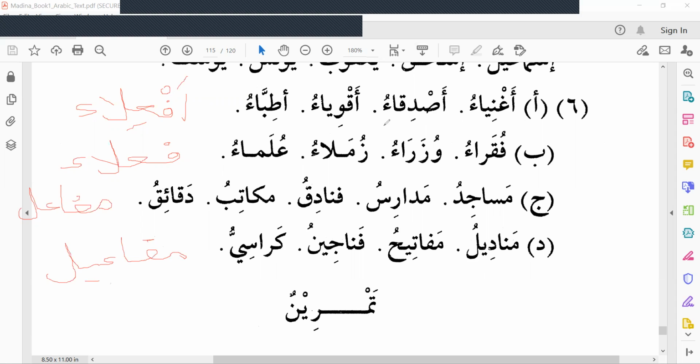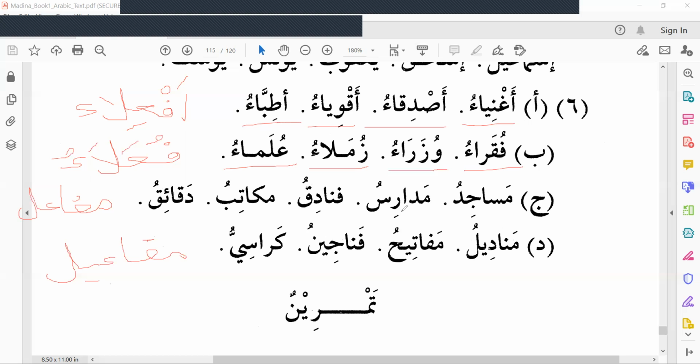Like aghniya'u, asdiqa'u. Ghaniyun, plural is aghniya'u. Sadiq, asdiqa'u. Qawiyun, aqwiya'u. Tabibun, atibba'u. Faqirun, poor, fuqara'u. Wazirun, minister, wuzara'u. The second pattern is fu'ala'u, the same pattern. Zumala'u, from zamilun, classmate. Alim, scholar, ulama'u. And the third pattern is mafa'ilu.